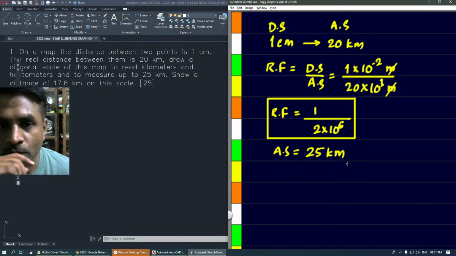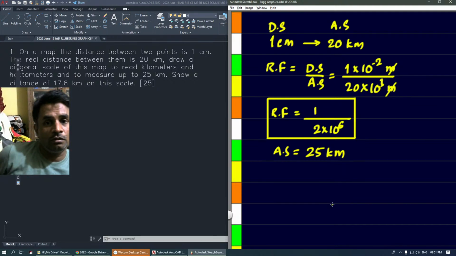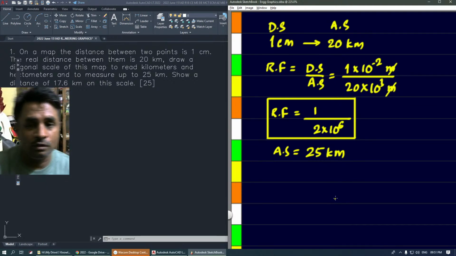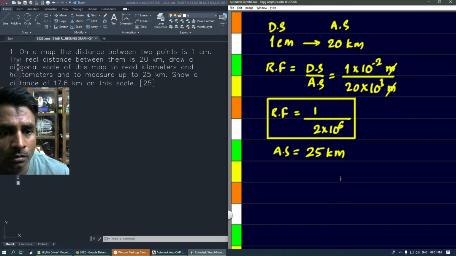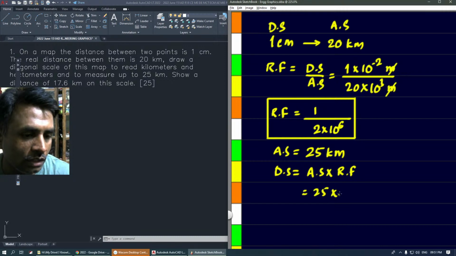Let us see if we are able to actually make it drivable on the actual. All right, so 25 kilometers is the actual size, and we need to find the drawing size of this particular thing. We all know drawing size is actual size times the RF value. Let's go ahead and take it: 25 times 10 power 3, this is in meters. The RF value we are going to get is 2 to the power 6.